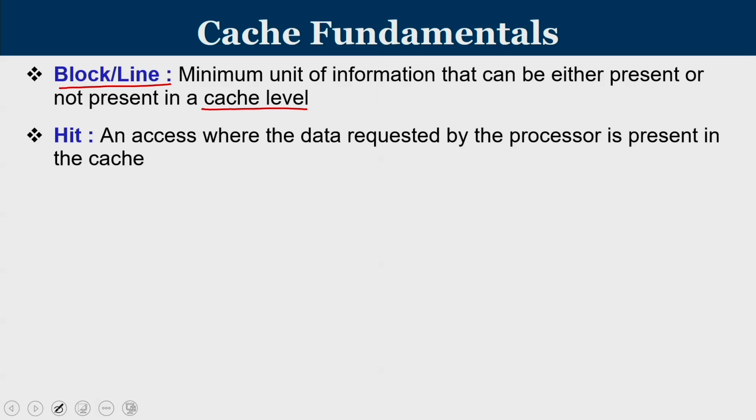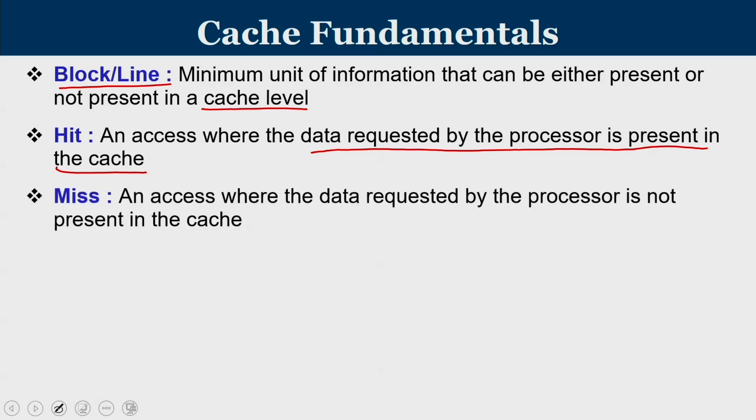Then we will move on to hit. A hit is a scenario wherein the data requested by the processor is there in the cache. If something is present in the cache, we call it a hit. If whatever is requested by the processor is not present in the cache, then it is known as a miss.